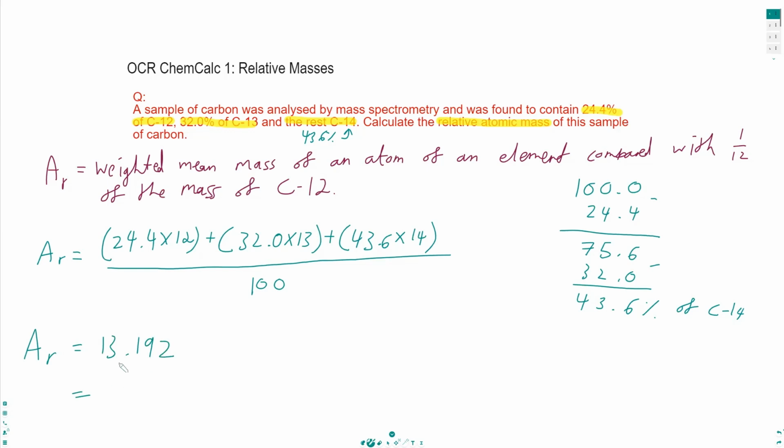If it's up to 3 decimal places, it's better to give the full number, unless the question asks otherwise, which is 13.19 correct to 2 decimal places. So that is the final answer. That's how you calculate relative atomic masses.